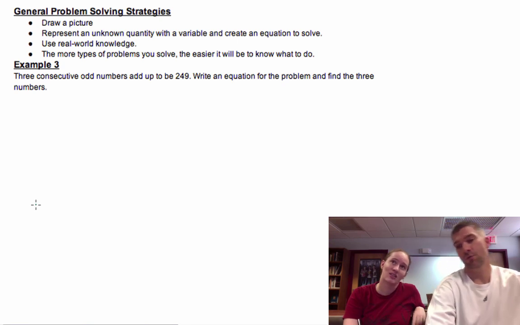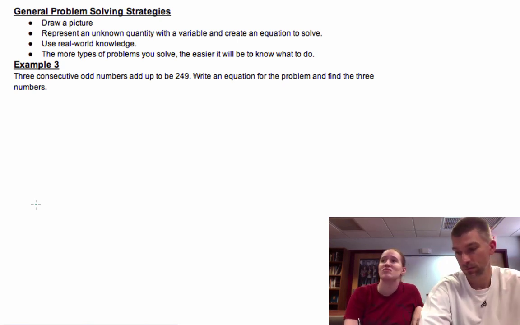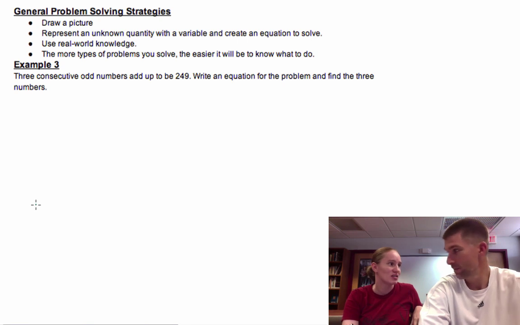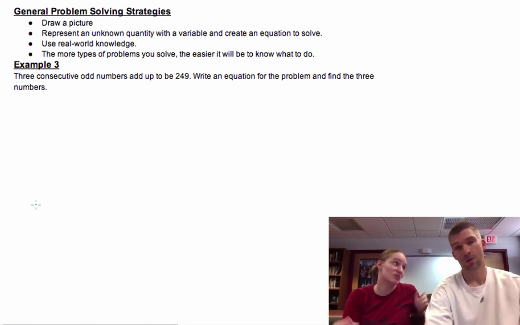So when you say real-world knowledge, that if you decrease a price, it gets smaller. Things that make sense to us. And so we'll throw out a few things here that you should know, but maybe you don't know.